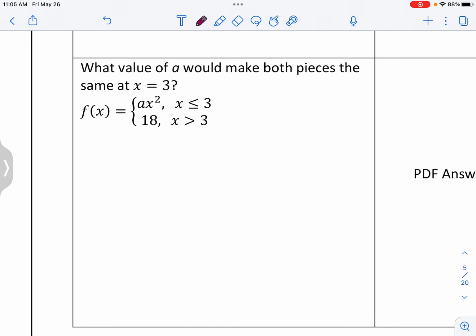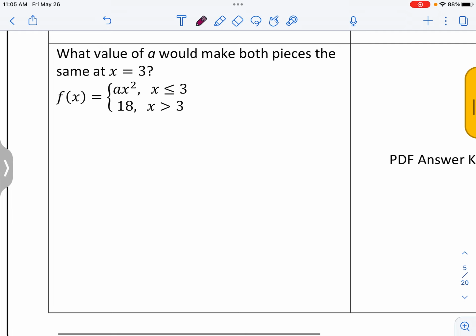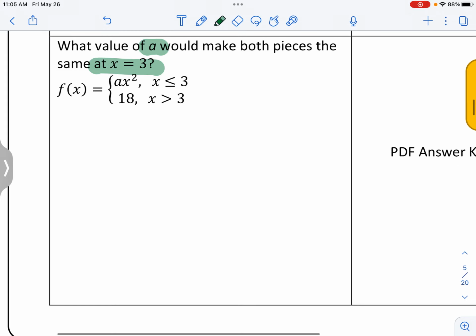Now this last one may have been a little tricky for you. This is an AP style question that we use to talk about continuity in the very first unit of AP calculus. Let's take a look at what it says. It says, what value of a would make both pieces the same at x equals 3? What we learn in calculus is that whenever both pieces of a piecewise function are the same at the breaking point, then the function is continuous. So we want to find the value of a that will make this true.